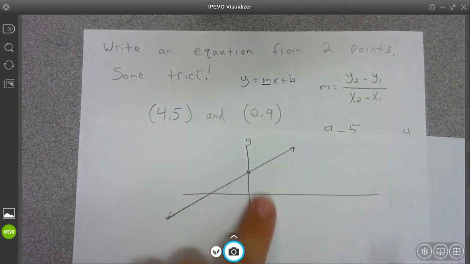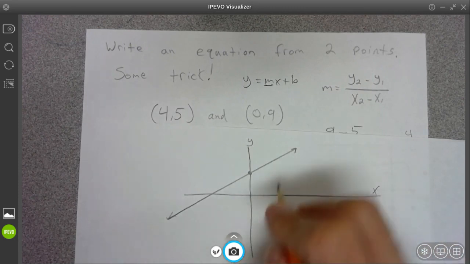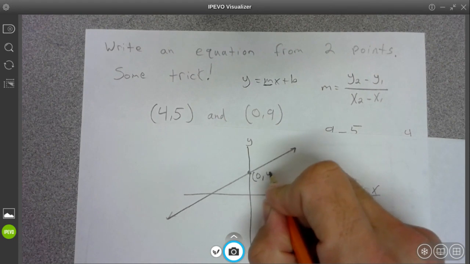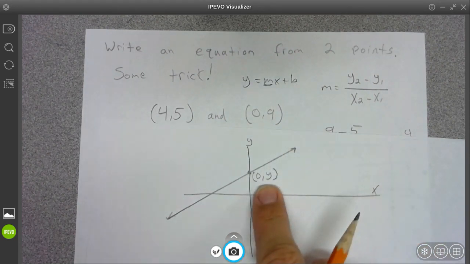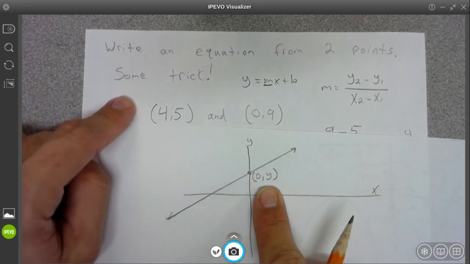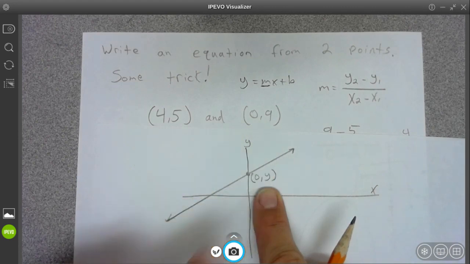Now in this picture, I don't have any numbers, but I do know a little bit about that point, about that y-intercept. I know that the x-coordinate is 0, because it always crosses there at 0 for x. The y-coordinate I don't know though. But see, they give us that sort of thing in this problem. This is our y-intercept, 0, 9.